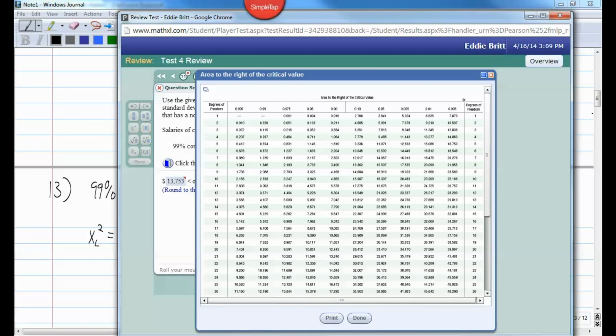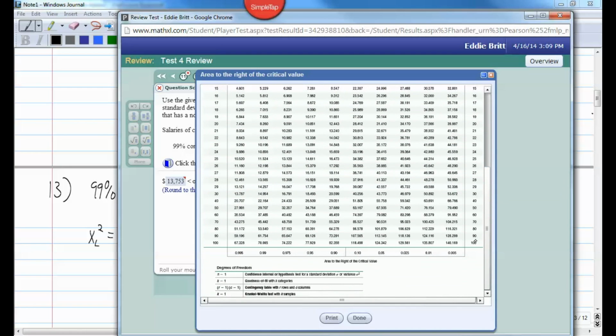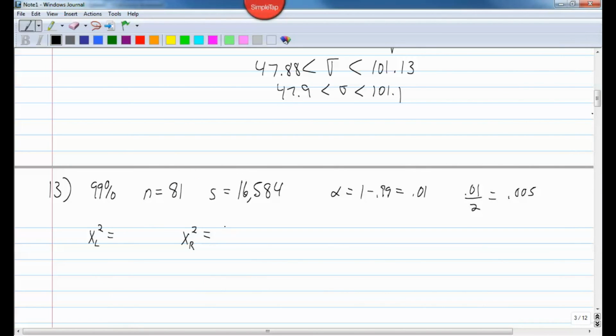It is really small there. If you don't have your video on high resolution, you might want to do that so that you can see all these small numbers, or just go to your sheet and go to where degrees of freedom is equal to 80 and the area to the right is 0.005. This is going to give us our right critical value. Here's 80 right here, 116.321. That's our right critical value.